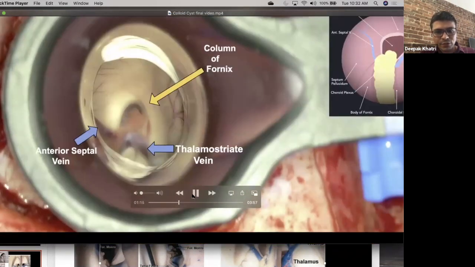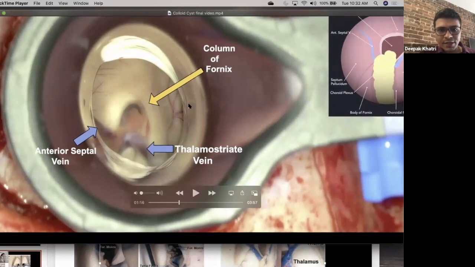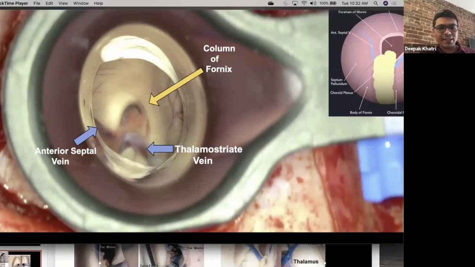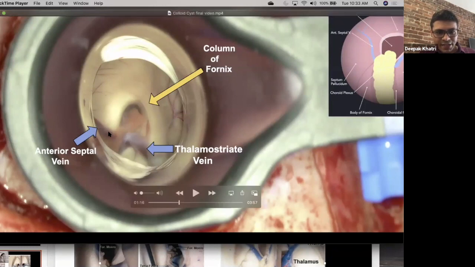We used an exoscope. Let me pause here. I want you to appreciate these structures here. This is the thalamostriate vein, which is marked by the blue arrow. And since it is on our right side, we can confirm that we are in the right lateral ventricle. And this is the anterior septal vein, which runs along the septum pellucidum. And this is the tip of the choroid plexus.